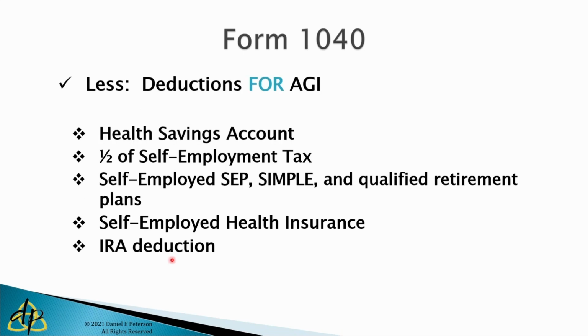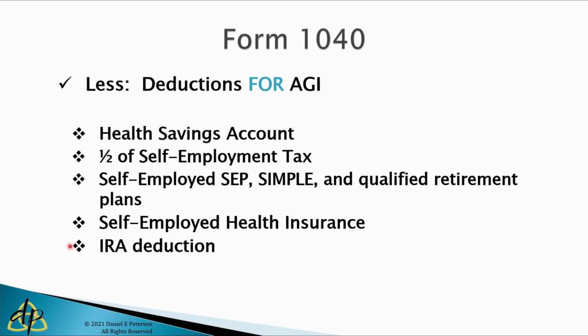The things that we'll be talking about today are deductions for AGI. For our sole proprietor partnership, it's going to be our health savings account deductions. Half of our self-employment tax is deductible for AGI. Our retirement plan contributions, the elective deferrals that we make, are going to be deductible for AGI. If we have self-employed health insurance, those are deductions for AGI. And then our individual retirement account deductions.